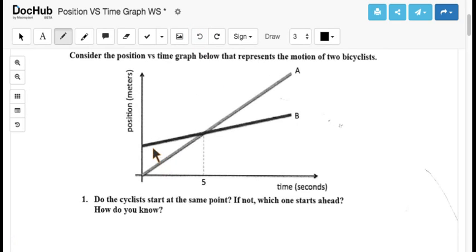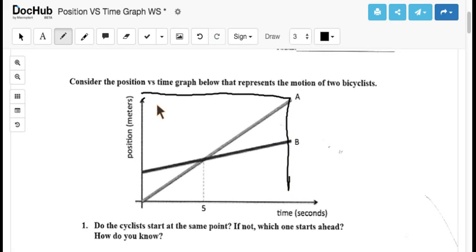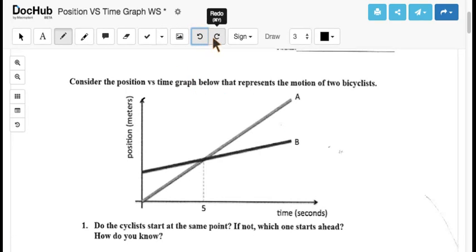And remember that the greater the slope, the faster the person is going, because they're covering more distance. If you look here at point A, in the same amount of time, they are covering a longer distance than B, who would only be covering this amount of distance in that period of time. All right, that should be pretty straightforward there.